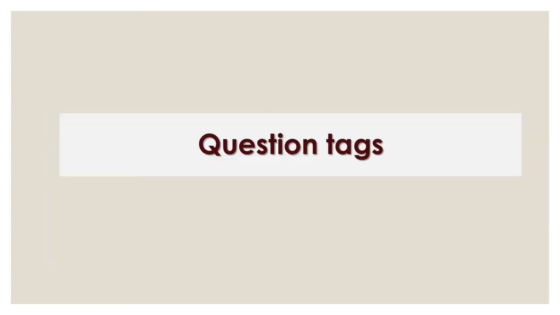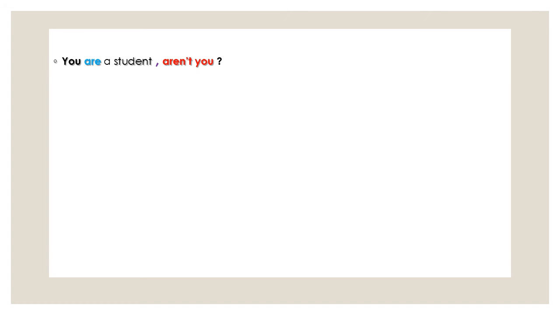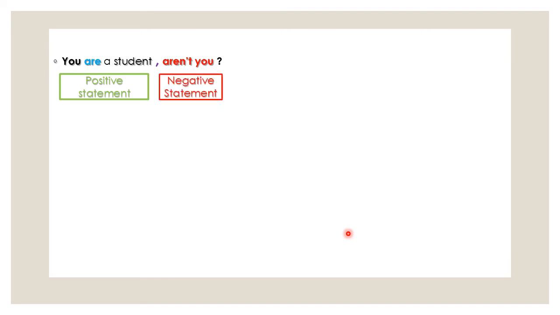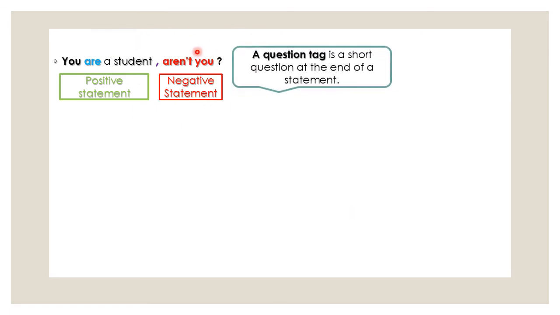Okay, so we move to question tags. Let's have this example. You are a student, aren't you? How many parts do we have in this statement? We have two parts. The first part is a positive statement. The second part is a negative statement. Okay, so this is what we call a question tag. A question tag is a short question at the end of the statement. So it is a short question, this one, at the end of the statement.